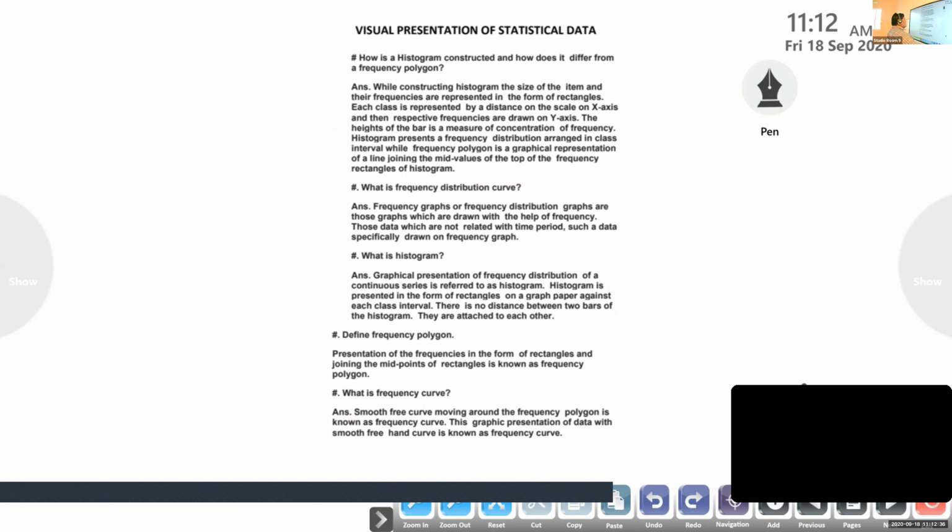So next question, this is an important question. How is a histogram constructed and how does it differ from a frequency polygon? What is a frequency distribution curve? Write down what is a histogram. Next one, define frequency polygon. What is a frequency curve? All these questions are too important for us.